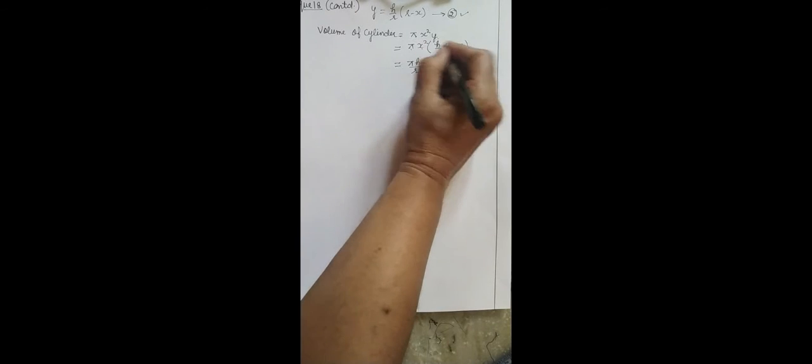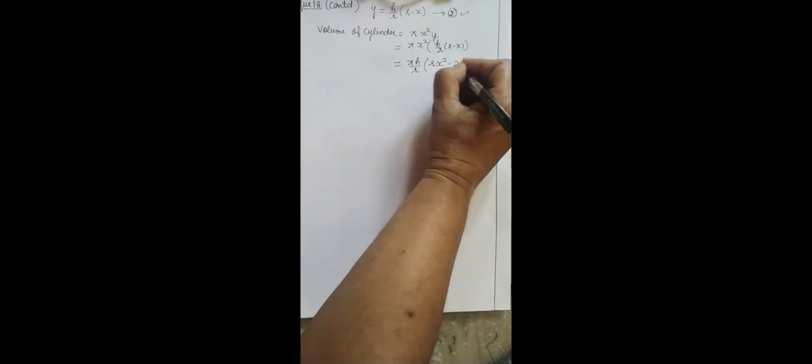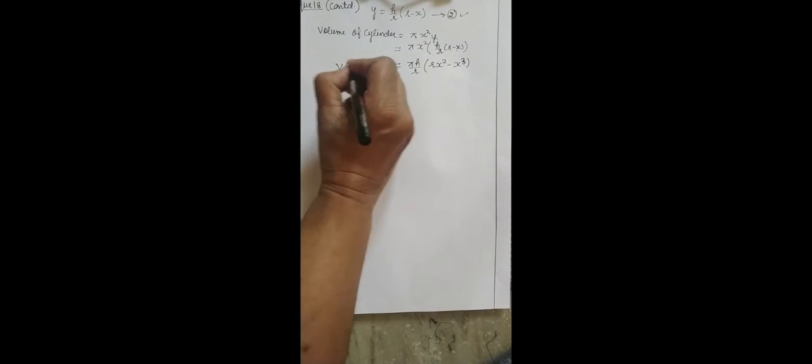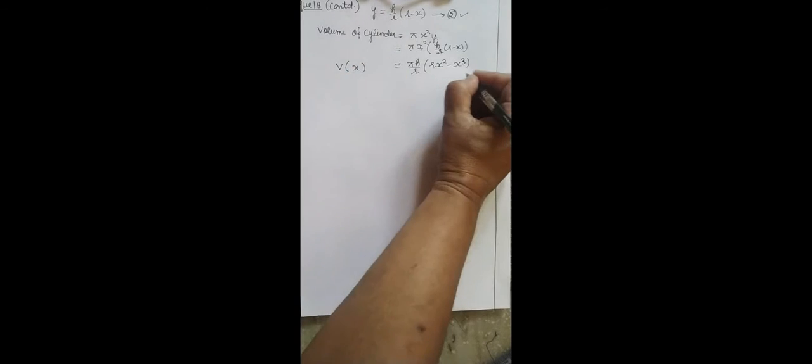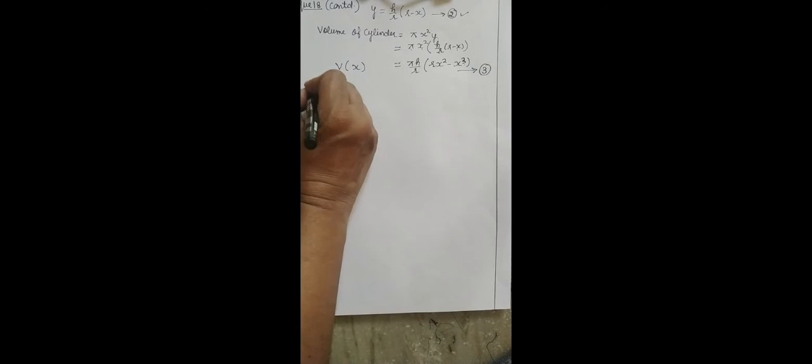So I will multiply x square by this equation. It is rx square minus x cube. So now this is my function of volume in variable x, and I am marking it as result number 3. So for applying the second derivative test, I have to differentiate it with respect to x.